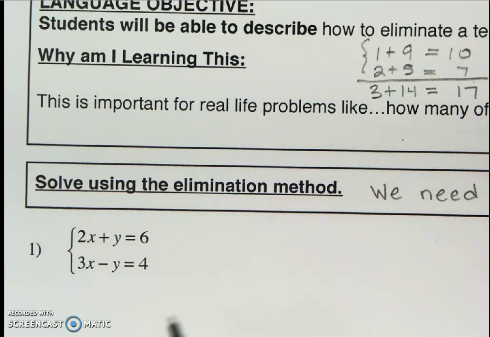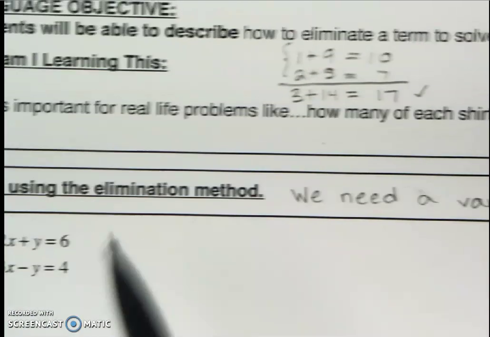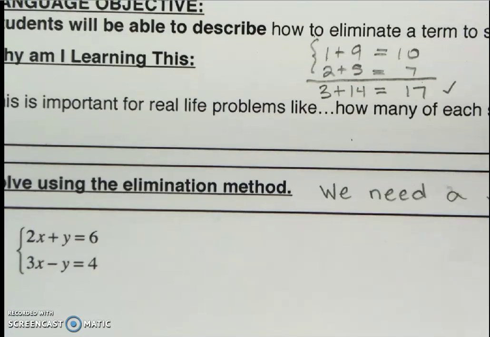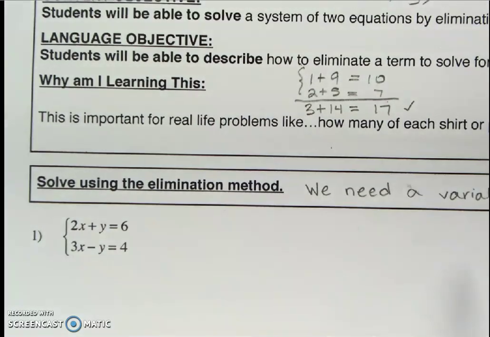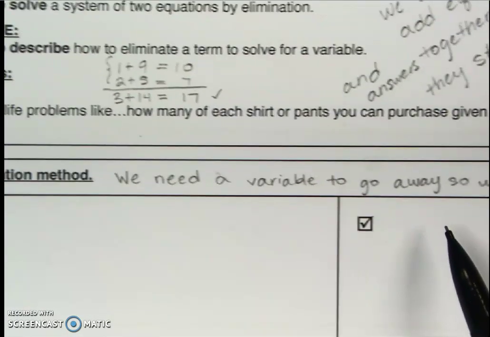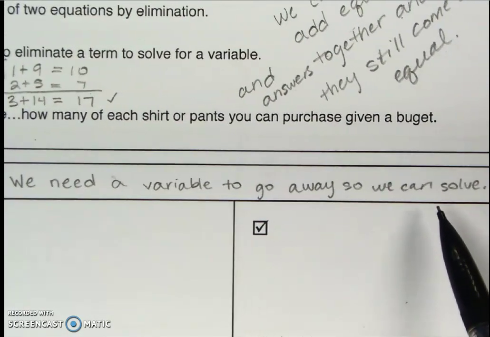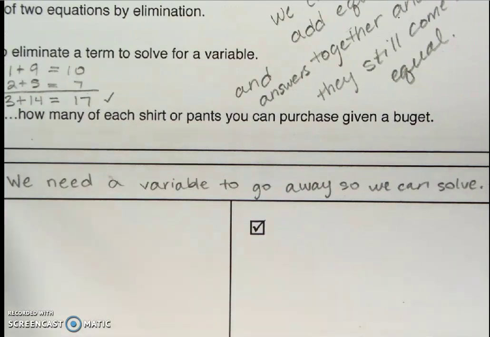But what we want to have happen is, so let's go ahead and write this down. It says using the elimination method, we need a variable to go away so we can solve. So when we add these expressions together, we want either the x or the y to go away so that we can solve. Now I know this is weird, but let's see how this works.